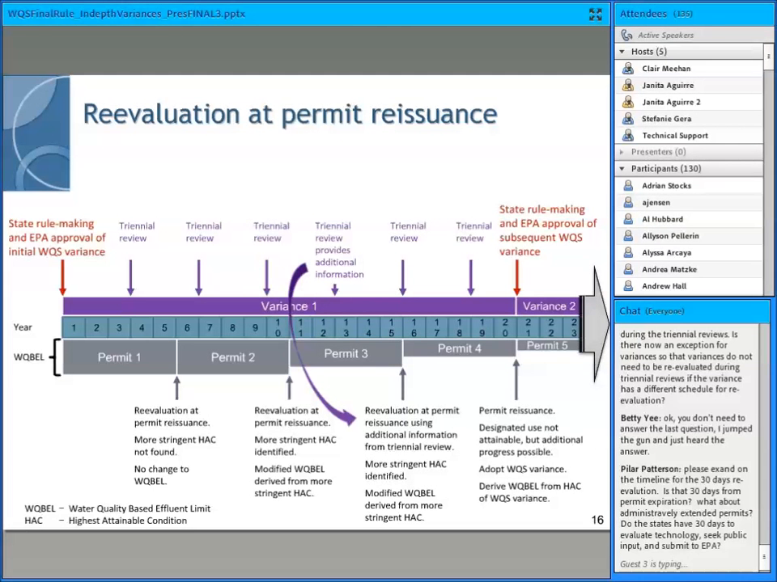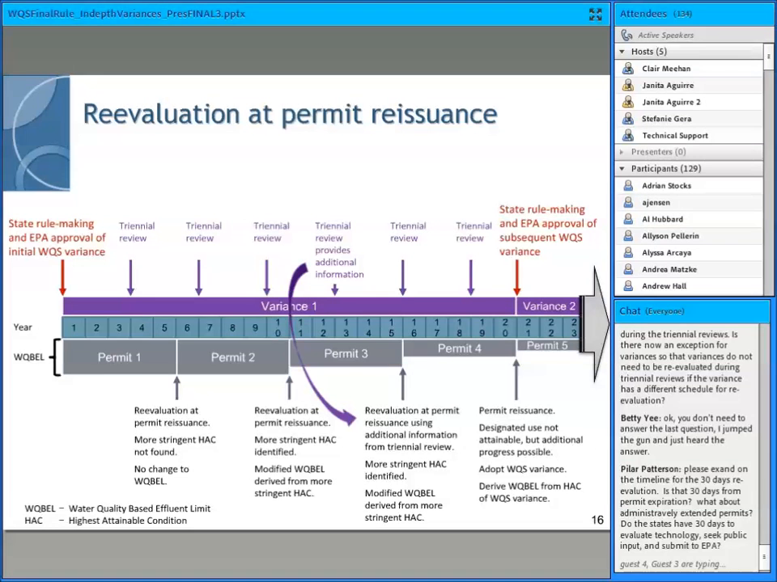At year 20, the variance is due to expire, and the state or tribe assesses all the conditions that justify the variance. In this scenario, the state or tribe's analysis concludes that the underlying designated use is still not attainable, but believes reasonable progress is still possible. The state or tribe identifies the highest attainable condition for an 8-year term and adopts a subsequent variance.